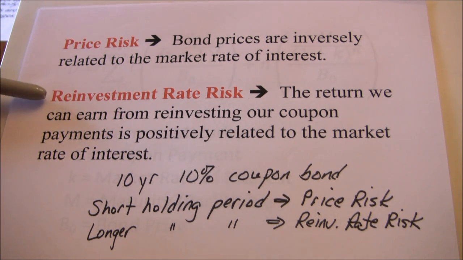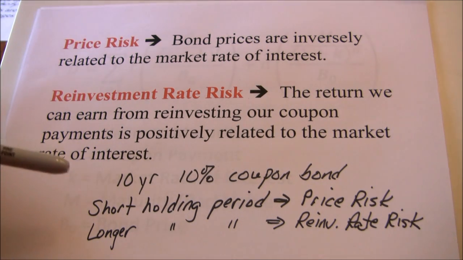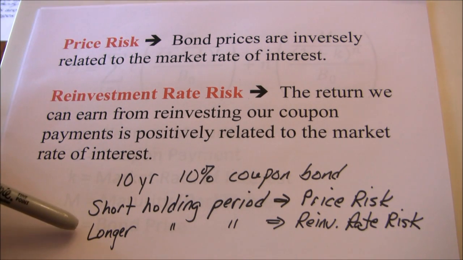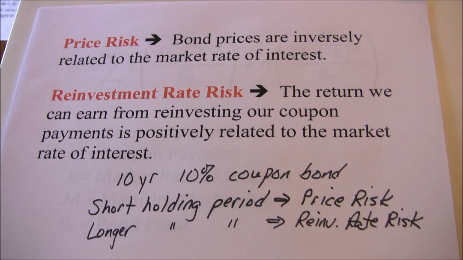If I hold the bond for just the right amount of time, price risk and reinvestment risk will be equally important, and because they move in opposite directions, they'll kind of cancel each other out. So it won't be as critical to me what happens to interest rate changes. This is a way to reduce the interest rate risk associated with holding bonds. And here's where duration comes into play again.